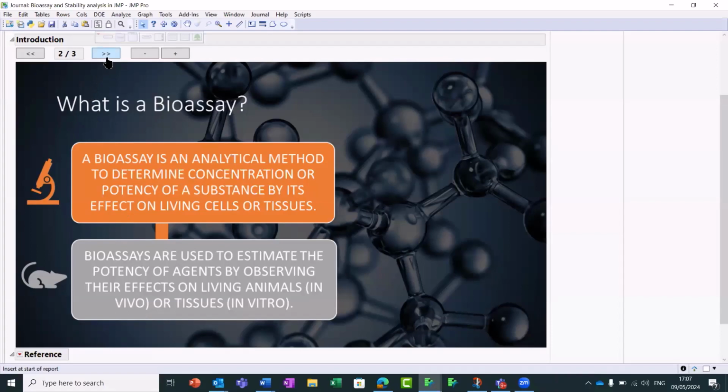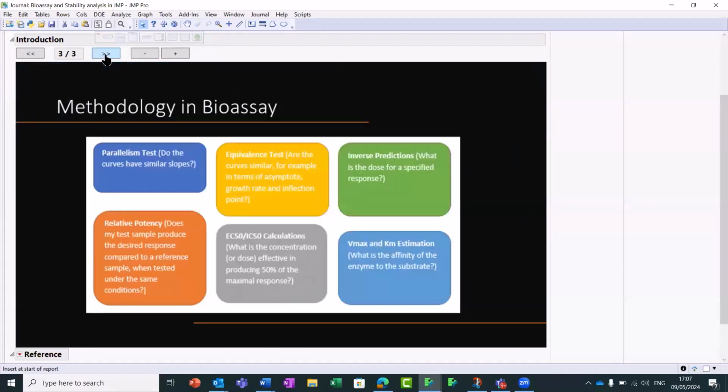And the main question that I think the authorities are asking if you want to submit something is, are your tests or your curves parallel? So you might do some parallelism tests. The main question that you might answer is, do the curves have similar slopes? This is something very, very important. I think the first thing that you need to do is a parallelism test.